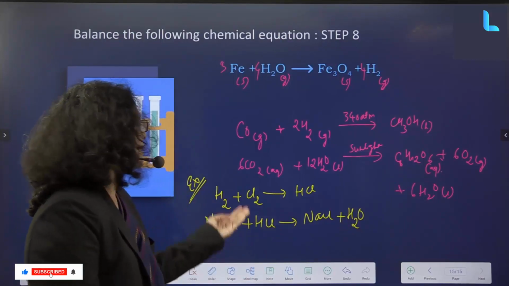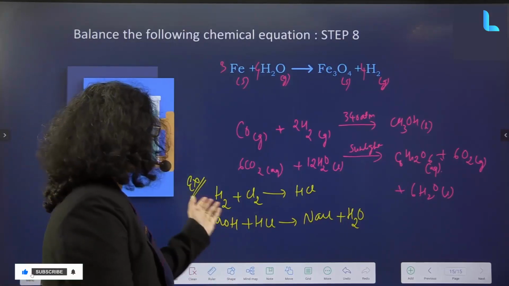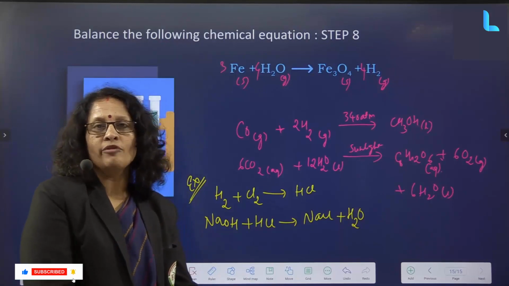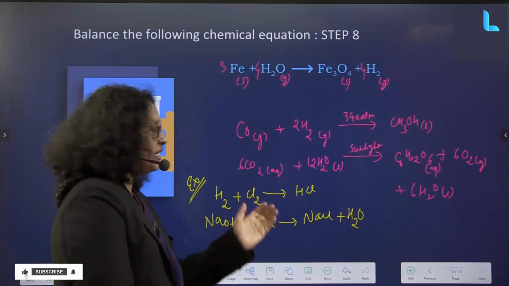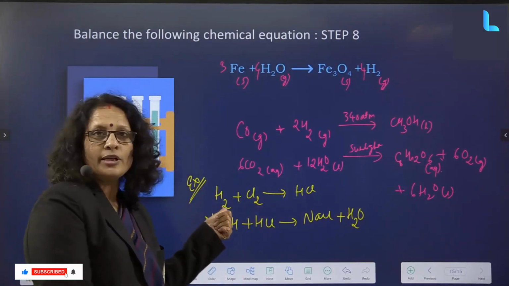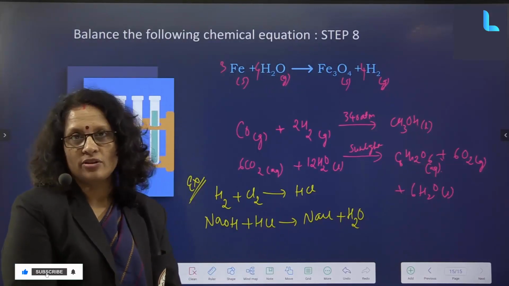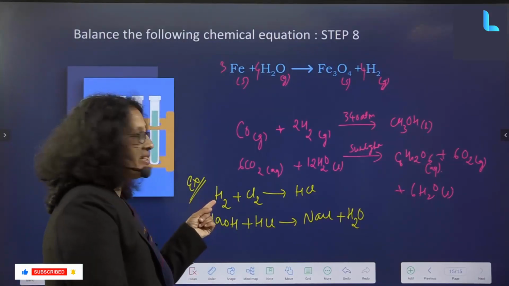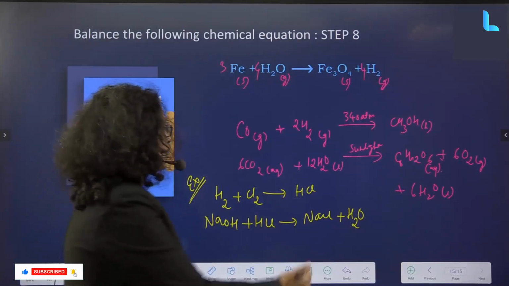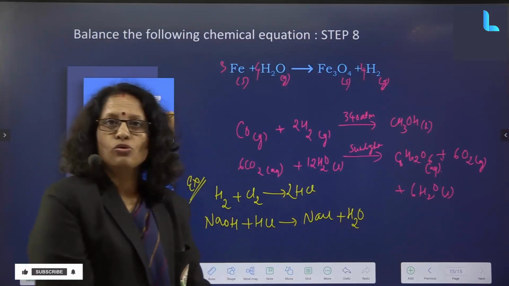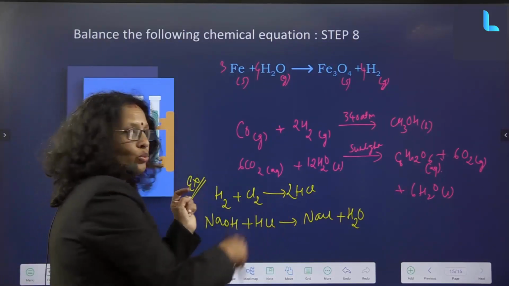Okay, then there are a few examples, like in your books only. If the skeletal equation is given, hydrogen plus chlorine gives hydrochloric acid, so write the equation. Hydrogen is written as H2, chlorine is written as Cl2, hydrogen chloride is written as HCl. So let's balance. Now left hand side, how many hydrogens are present? 2. Right hand side, there is only 1 hydrogen. So let us put 2 here. So let us see if it is getting balanced. Hydrogen is balanced, H2 and 2H.